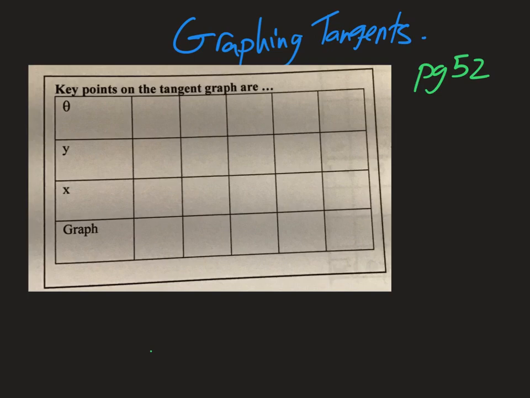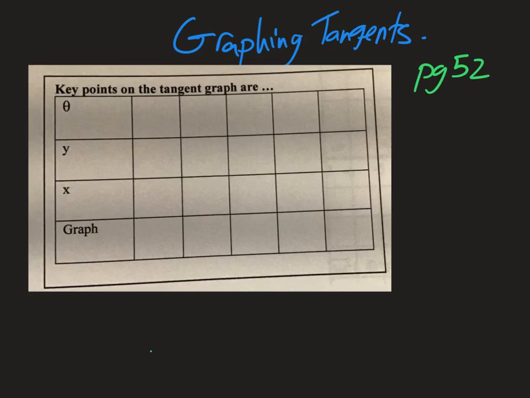All right, and you'll remember we had key points when we came to graphing sines and cosines. We had things like 0, pi over 2, pi, 3 pi over 2, and 2 pi as your angles, and we had the sines and cosines of those values. Again, now tangents are going to have their own set of key points, all right?